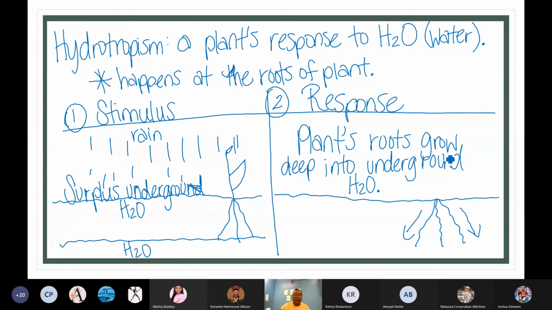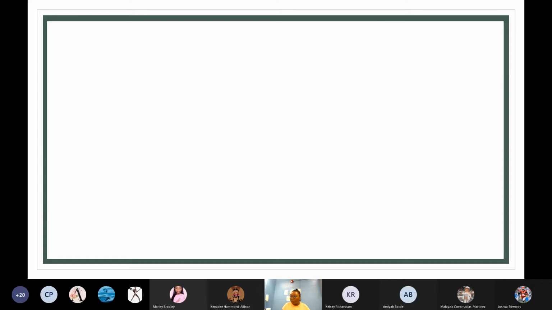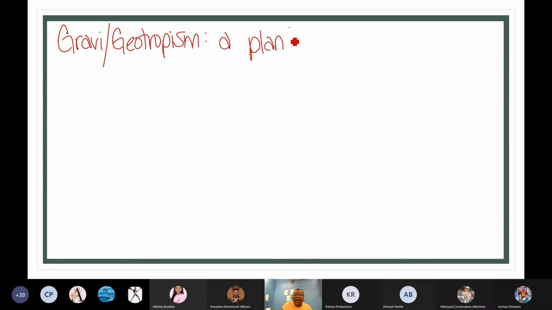So let's go ahead and keep it moving. Our next tropism we're going to talk about today is geotropism or gravitropism. And for this one, I'm going to use red or burgundy. I'm going to use some different colors here. Okay, and so when we're talking about gravi or geotropism, it's important for us to know that this is a plant response to a change in gravity. And let's look at what Miss Neville means by that.